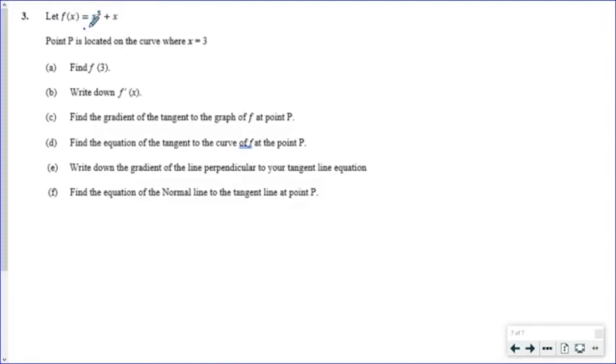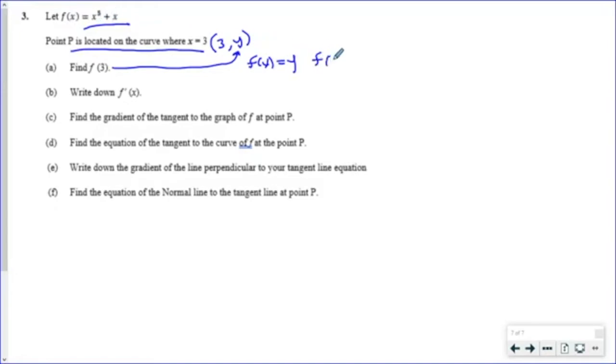Okay, here's our equation. Point P is located on the curve where x equals 3. So there's some point on the curve where x is 3, but we don't know y. We just know there's a point on the curve, 3, comma something. So for part A, it says find f of 3. Well, for this, you're finding that y value. Remember, f of x is the same thing as y. So it says find your y value when x equals 3. So if x equals 3, I put it into my equation because this is f of x up here.